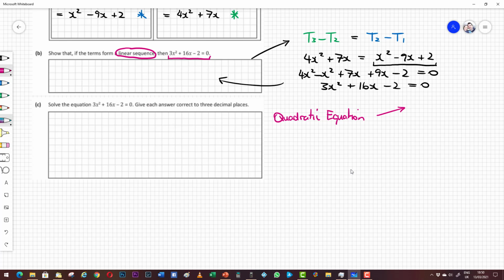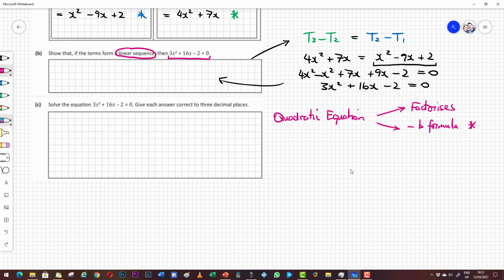Generally, there are two methods we could use to solve a quadratic equation. We could use factorizing if the quadratic expression factorizes, which this one doesn't, and we'll see why in a second. And if not, then we can use the quadratic formula, the minus b formula. Now, the minus b formula is the method we're going to use because this doesn't factorize.